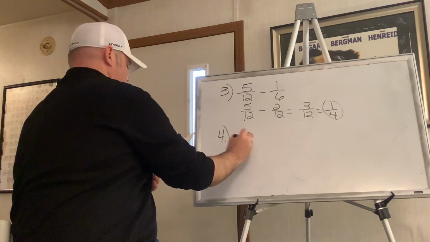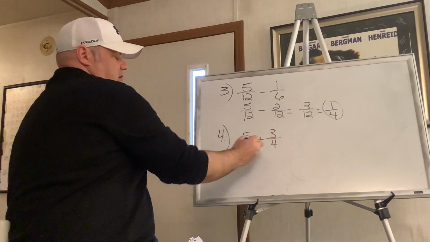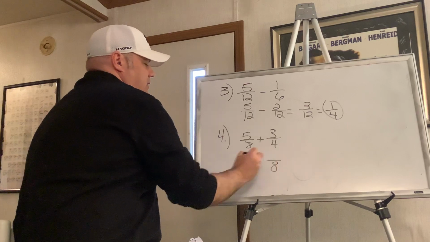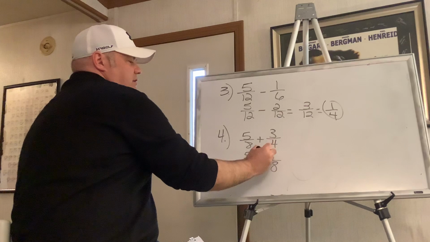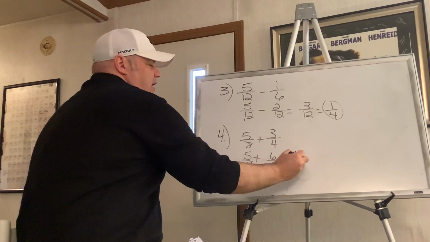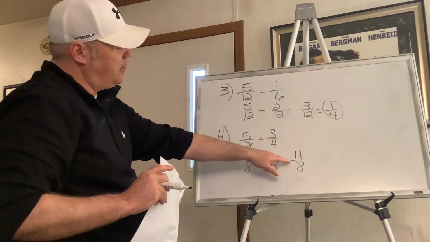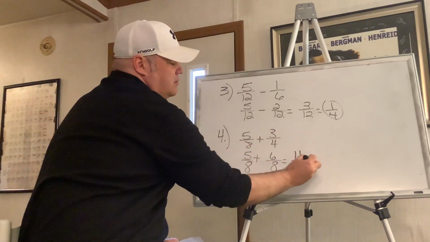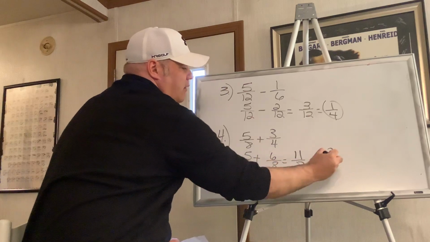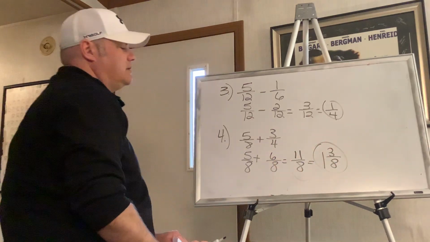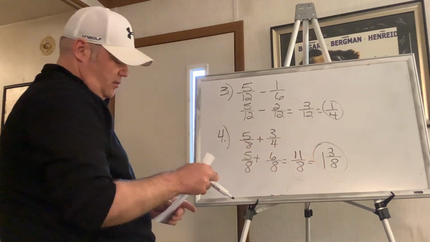Okay, 5/8 plus 3/4. Smallest bottom is 8. This one didn't change. This one doubled, so you got to double that. You get 11/8. And remember, that's improper. We don't want to leave it improper. So 8 goes into 11 one time with a remainder of 3 back over the 8. 1 3/8. Now, if you got here and got stuck, that's what you need to do on the next step of it. 1 3/8.